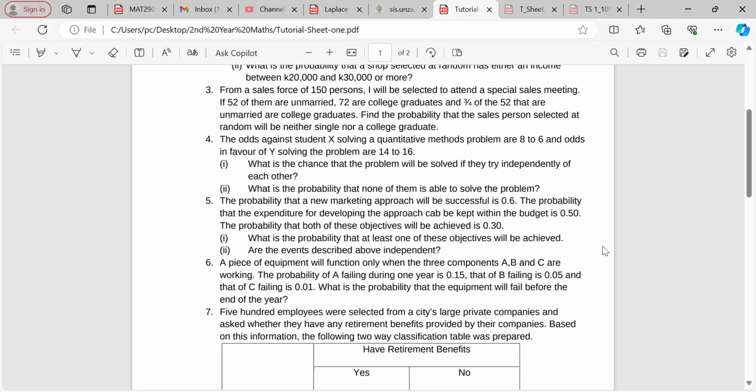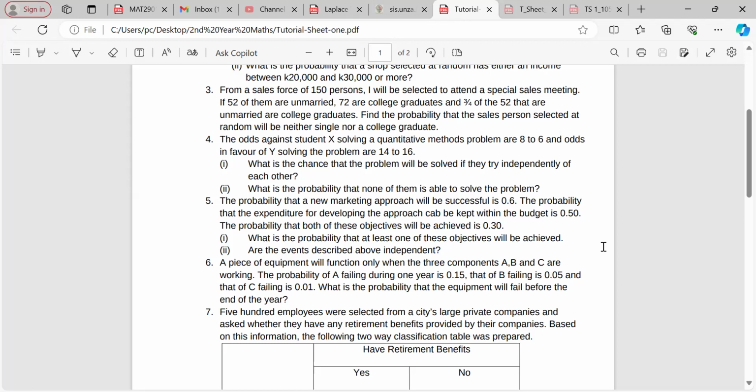Remember, the failing of A affects the equipment. The failing of B affects the equipment. The failing of C affects the equipment. It can only function if all the 3 are working. So none of them should fail. Should one fail, then the equipment will fail. So what is the probability that the equipment will fail before the end of the year?